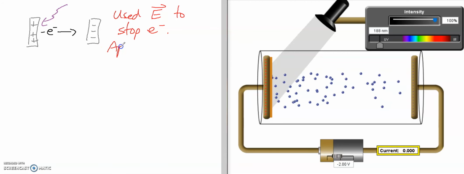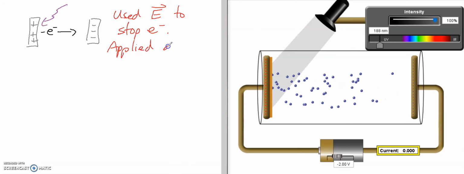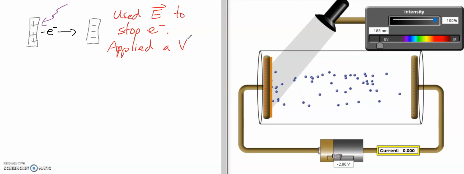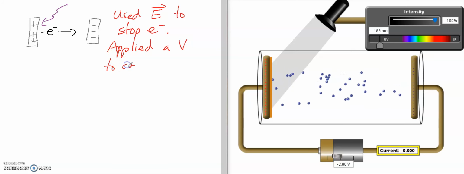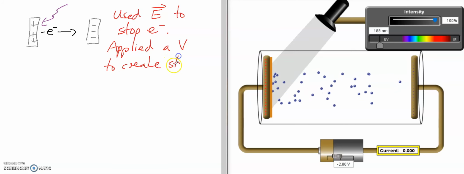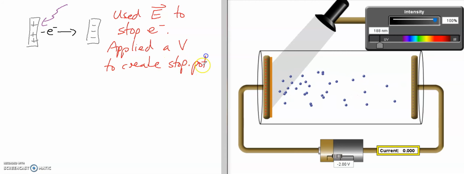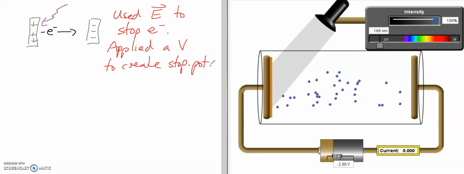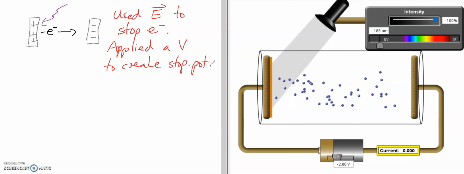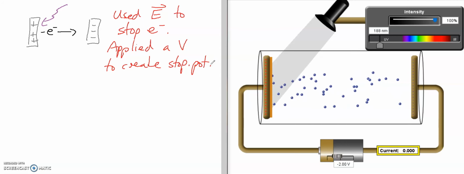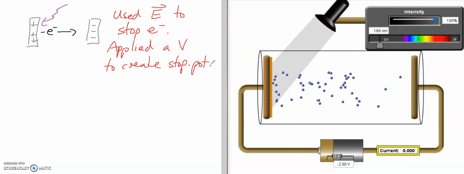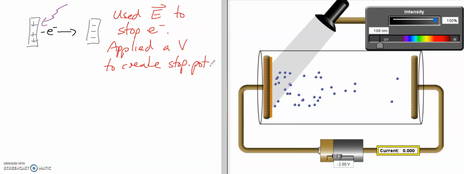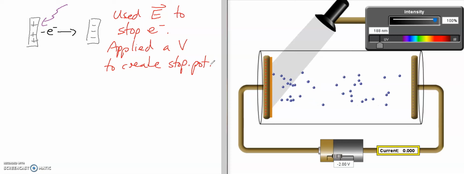Okay, so he applied a voltage or potential difference to create what's called stopping potential. And basically what happened is a really, really simple idea. He uses the electric field to do work against the electrons and take away all of their kinetic energy. And that's what the stopping potential is.